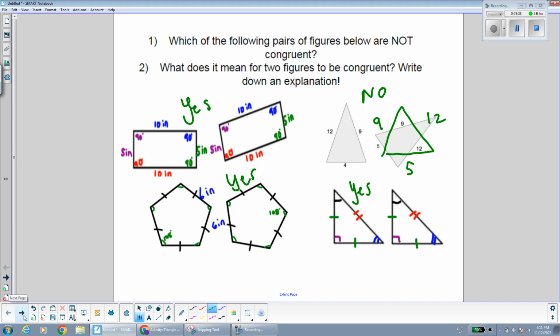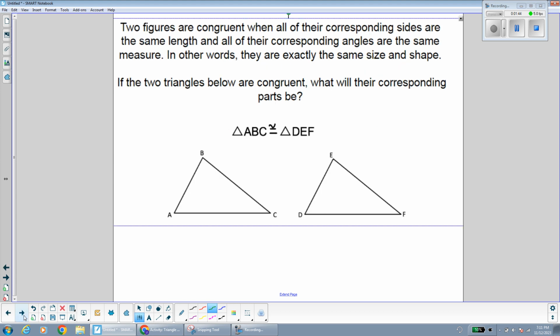From these examples, we can figure out what it means for two objects to be congruent and to be not congruent. And when we're talking about triangles, two triangles are congruent when all of their corresponding sides are the same length and all of their corresponding angles are the same measure. In other words, they are exactly the same size and shape.